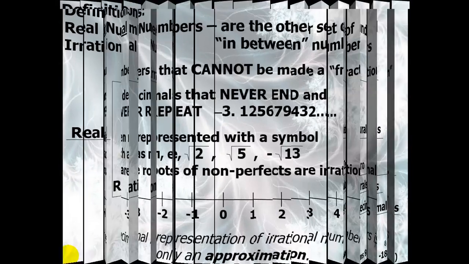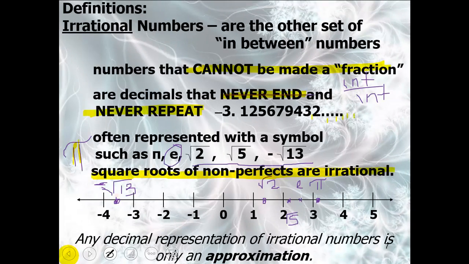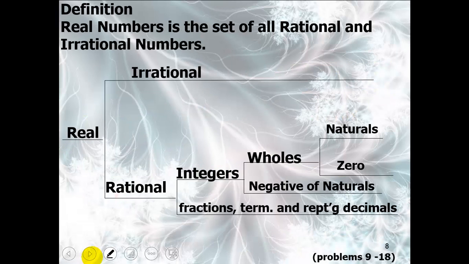Remember that for irrational numbers, any decimal representation is just an approximation because they actually never end. It just keeps going and going. This is like a flow chart of how the real numbers exist in relationship to each other. The real numbers are made up of irrational and rational. If your number is irrational, that's all it's going to be, is irrational.